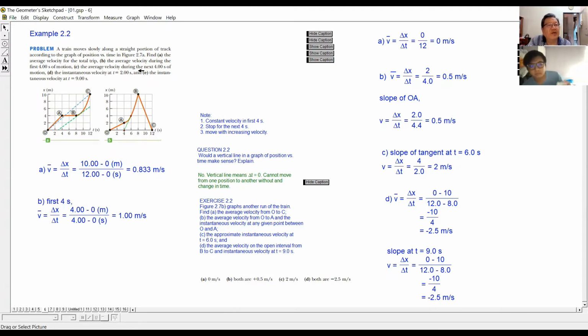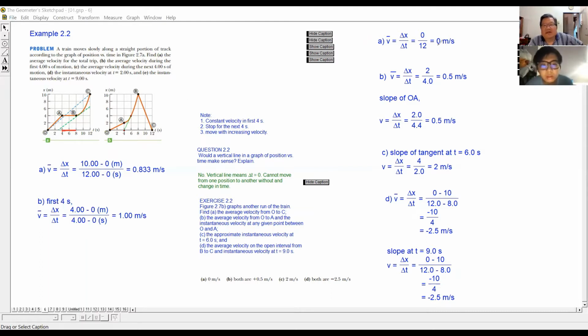Average velocity during the next 4 seconds. Next 4, not the first 4, but the next 4. Next 4 is referring to where? Next 4 is referring to 4 to 8. You add another 4. It is here, 8. Okay.